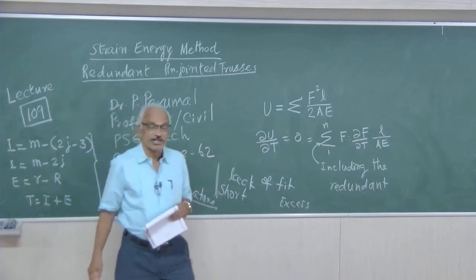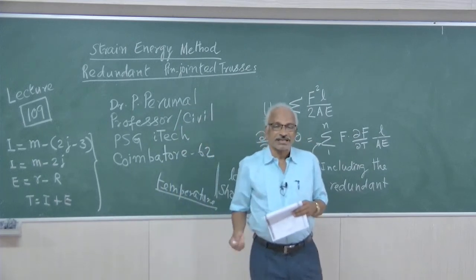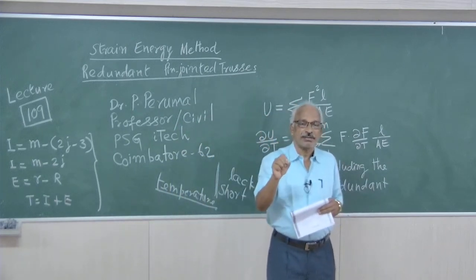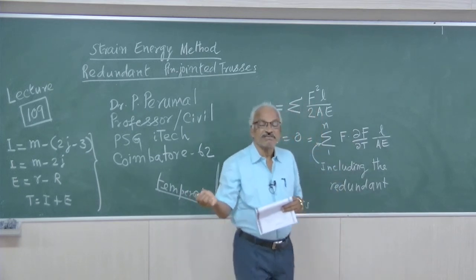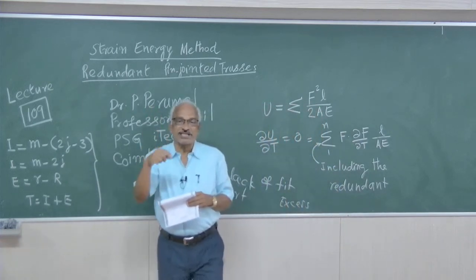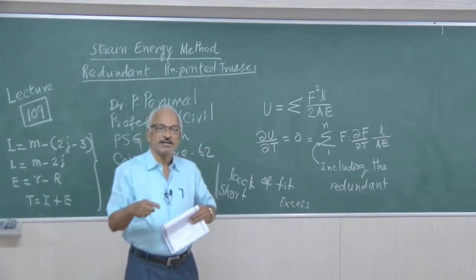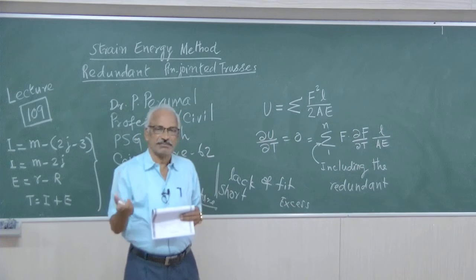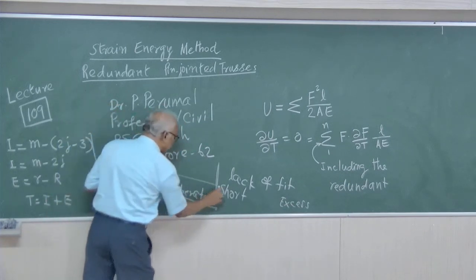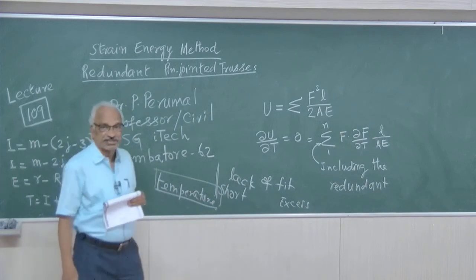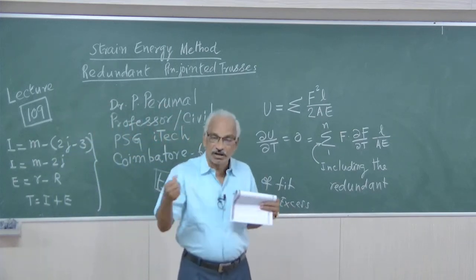The arrangement of the structure may be such that a particular member may be in contact with some medium which causes temperature increase or temperature decrease. The member will be subjected to a rise or fall in temperature. When it is subjected to a rise in temperature, it will elongate.